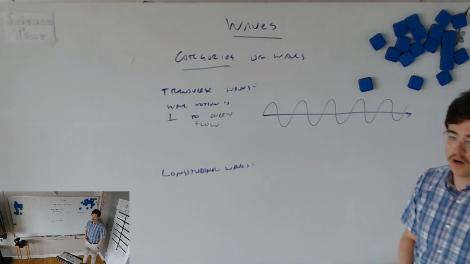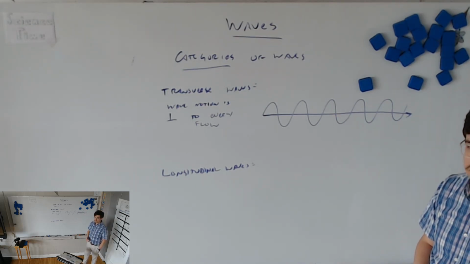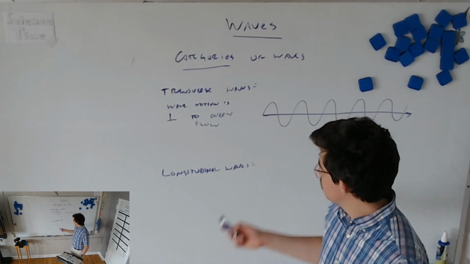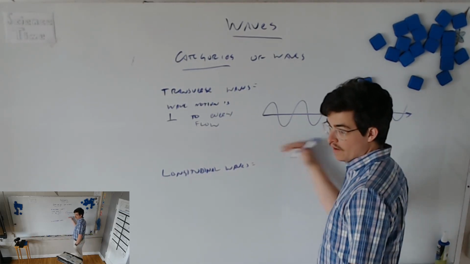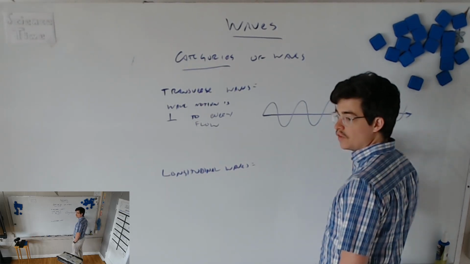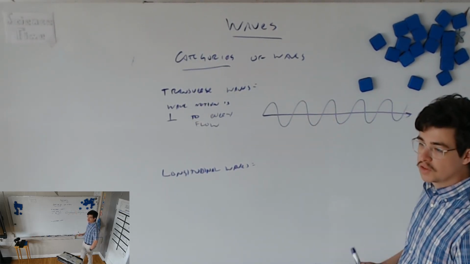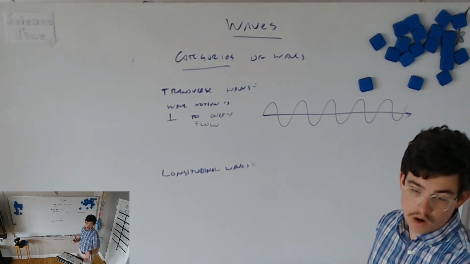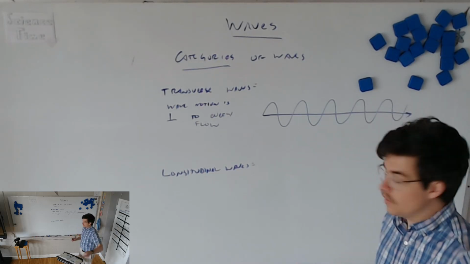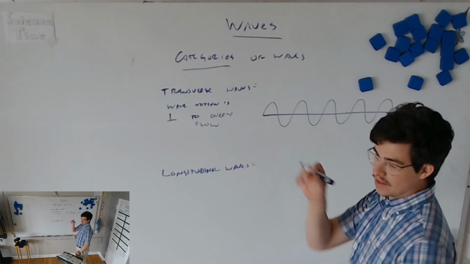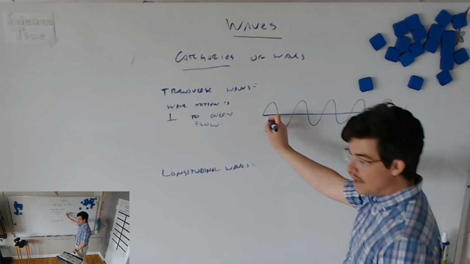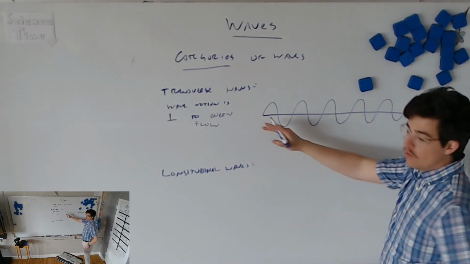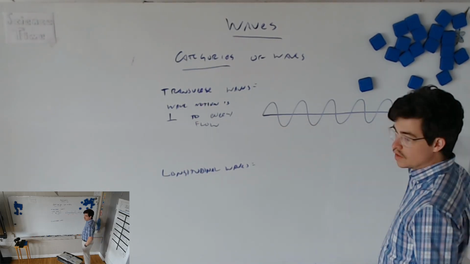What's the other way I could have drawn it to be perpendicular? Left-right is one axis. I have my energy flowing from left to right. Up-down is another axis. What's the third axis in three-dimensional space? Forward and back. I can't because it's a marker, but I would draw it in and out of the whiteboard. Anyway, wave motion is perpendicular to energy flow. So the wave motion in this case is up and down. The energy flow is left to right.